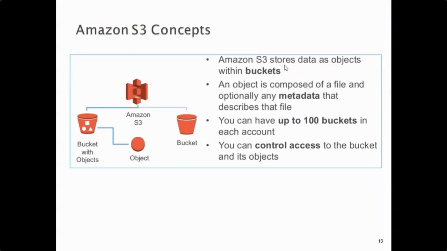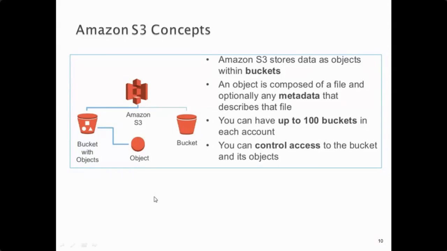So an object is nothing but a file which we are going to store along with the metadata about the file. What is the metadata? The name of the file, when the file is created, who is the author, when it's modified, when it's accessed. All the metadata information would be there along with that. And we can create up to 100 buckets in each account, and you can control access to the bucket and its objects. So we can provide an access control to the bucket, saying that this bucket can be accessible only by me or only by the authorized users.